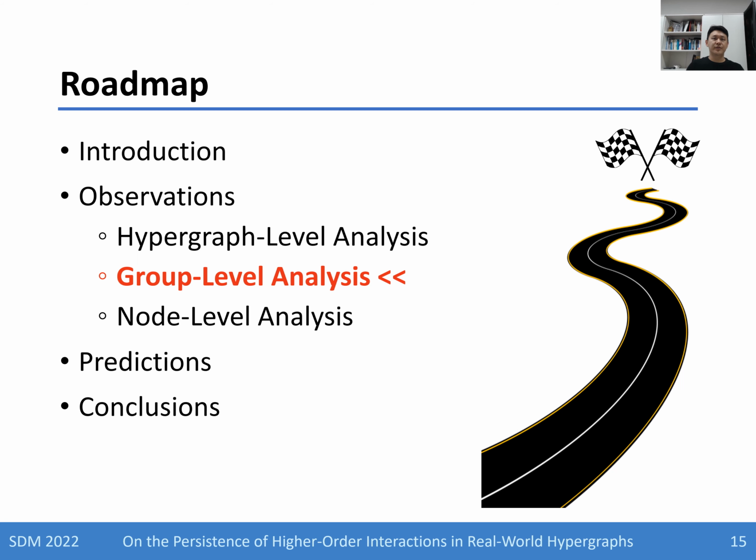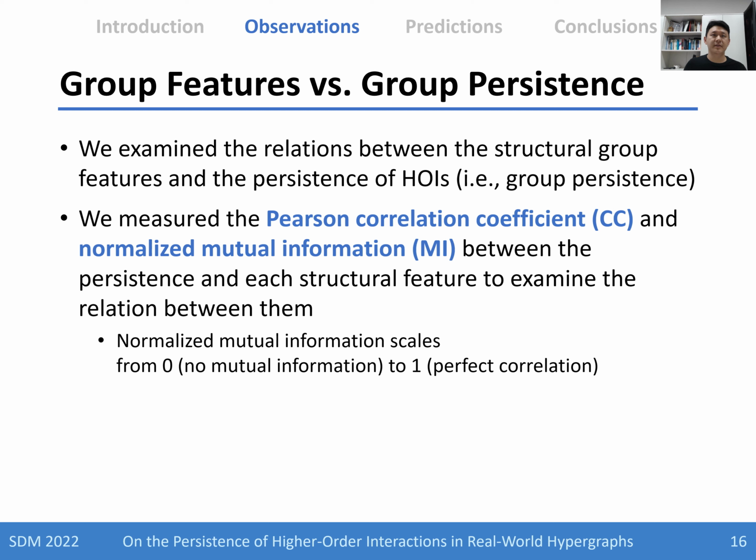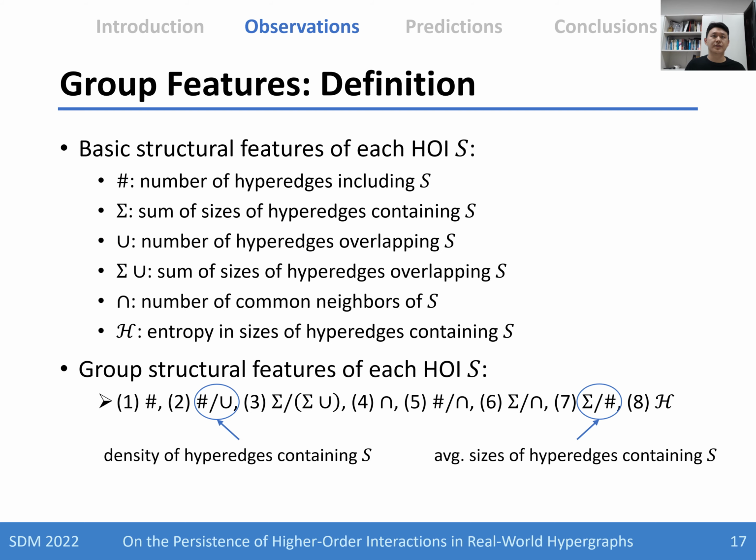Let me continue to present group-level analysis. First, we examine the relations between the structural group features and the persistence of HOIs, which means the group persistence. To this end, we measure the Pearson correlation coefficient and the normalized mutual information between the persistence and each feature to examine the relation between them. We used 8 group features which are obtained by combining the basic features listed here after a preliminary study.